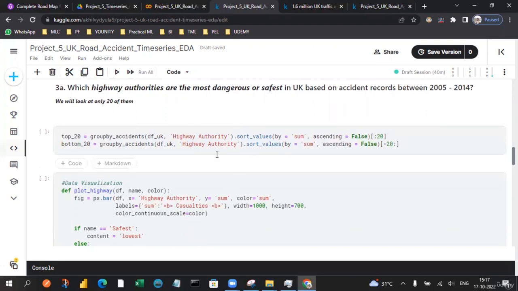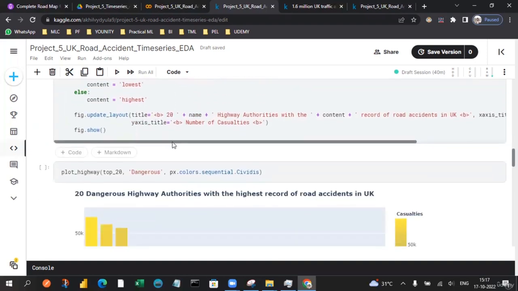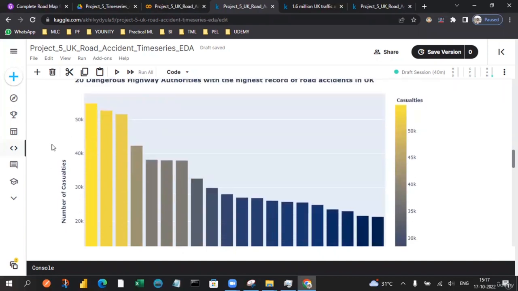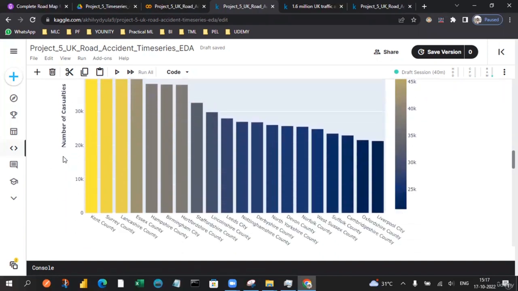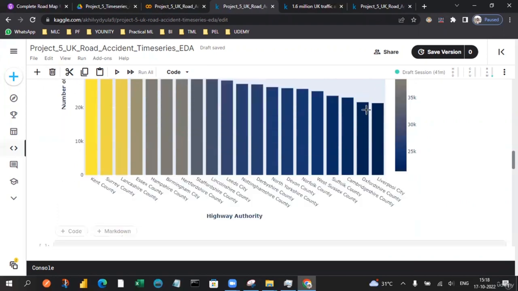Let's check the top 20 results so that we can go with the corresponding highway authority using the UK data sets. So let's plot the highway authority data sets, the summation corresponding to the number of casualties. The highway authorities with the most casualties are Kent County, Surrey County, Lancashire County and Essex County. With these corresponding highway authorities, let's compare this one, Liverpool City and Oxfordshire County.